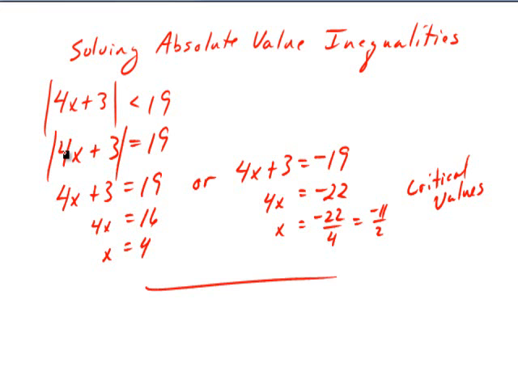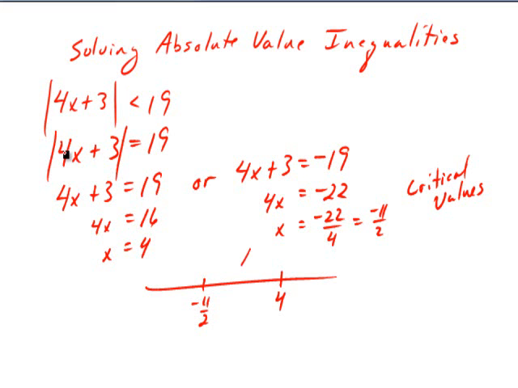What I have are critical values that can be plotted on a number line, separating the number line into intervals: an interval less than negative 11 halves, an interval between negative 11 halves and 4, and an interval greater than 4. And now I want to see which of those intervals work in the original problem, so I can determine my shading. So I'm going to try a value in each one of these intervals.